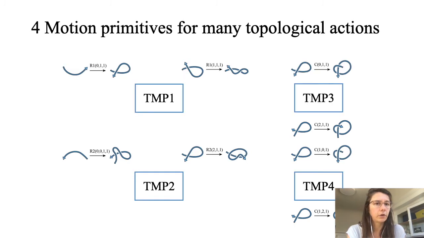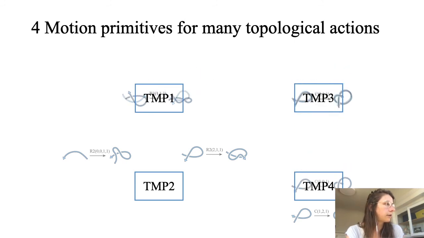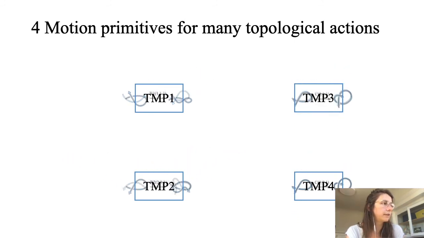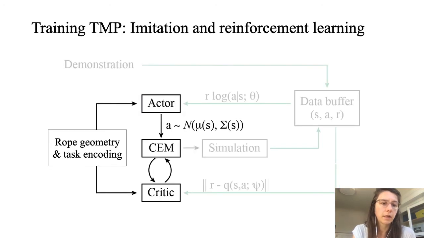And so we can learn all of these with just these 4 different topological motion primitives that all represent these many actions. To learn these motion primitives, we built on top of an algorithm called QT-opt and added an actor network because we found that CEM, the cross-entropy method that is central to the algorithm QT-opt alone, is not sufficient in this 6D action space that we have, which represents the spline that the robot has to track.